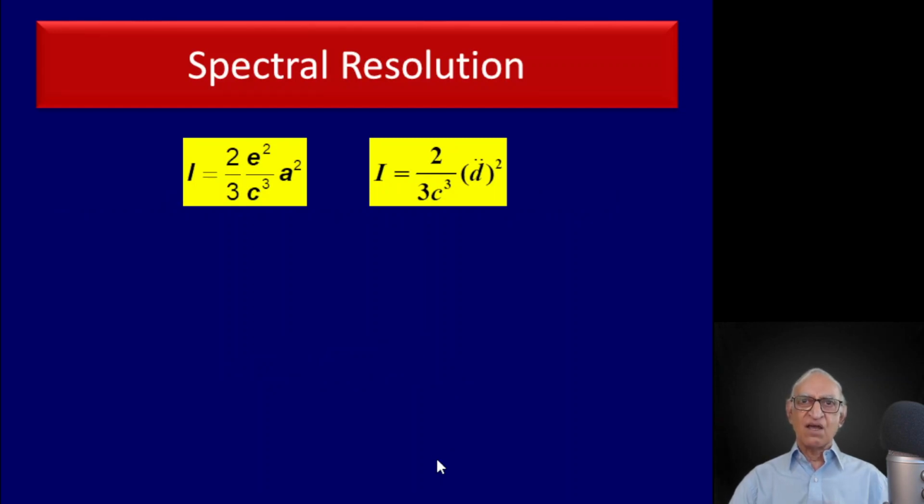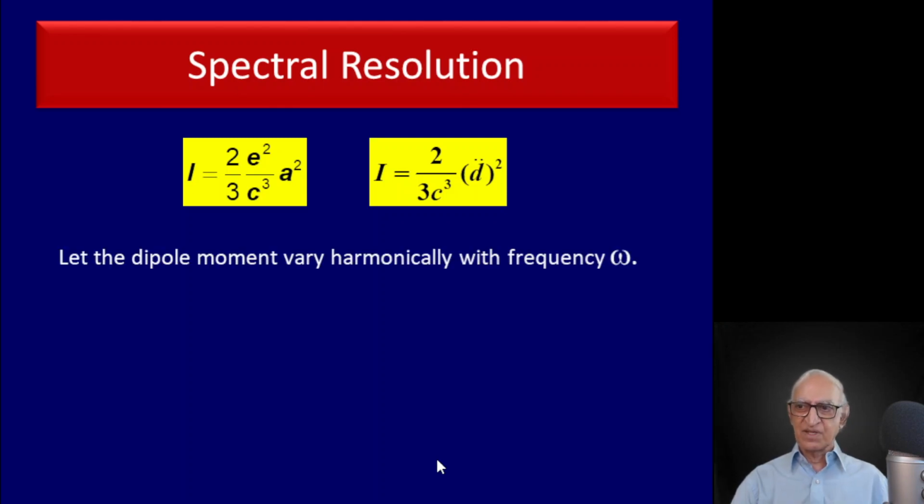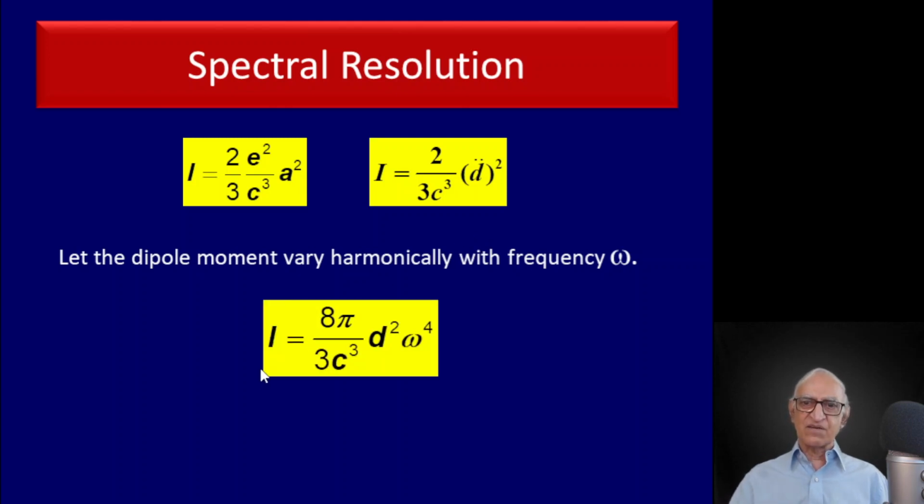Now we should ask, what will be the frequencies at which this particle will radiate? Now let the dipole moment vary with the frequency omega in a harmonic fashion. Let d be equal to d0 cos omega t or sin omega t, whatever you like. Then you have to take two derivatives. If I take one derivative, I'll get an omega. I'll take a second derivative, I'll get another omega. And therefore, the intensity of radiation per unit time will be given by 8 pi by 3 c cubed d squared omega to the power 4.